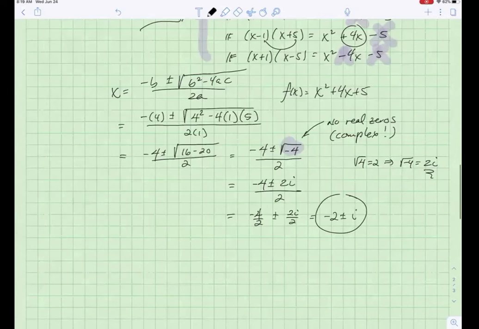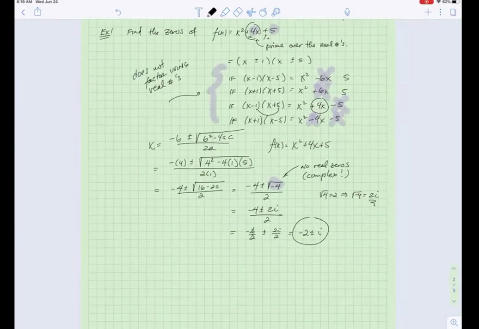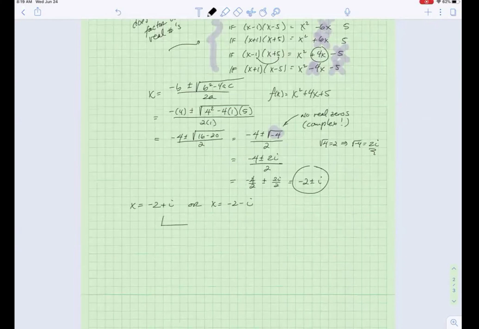And those are the zeros of the function. There's actually two here. x is equal to negative 2 plus i, or x is equal to negative 2 minus i. And you want to note that in this case, these occurred in conjugate pairs. So that's a plus bi, where a is negative 2 and b is 1. And this is a minus bi, where a is negative 2 and b is 1.